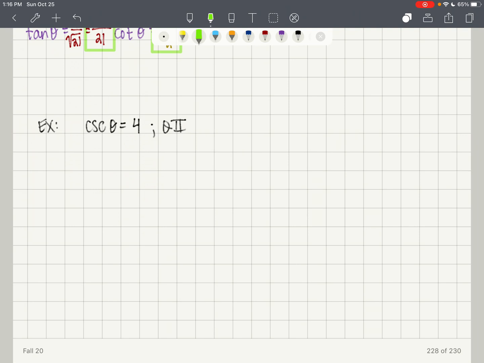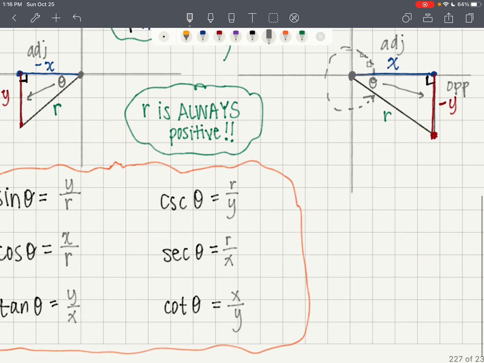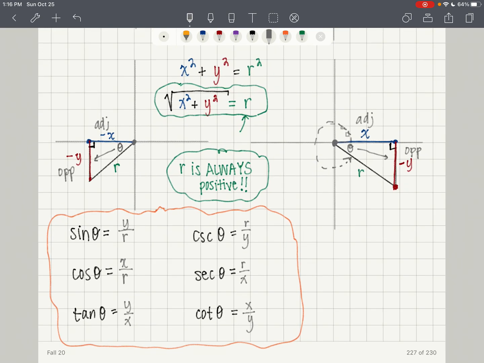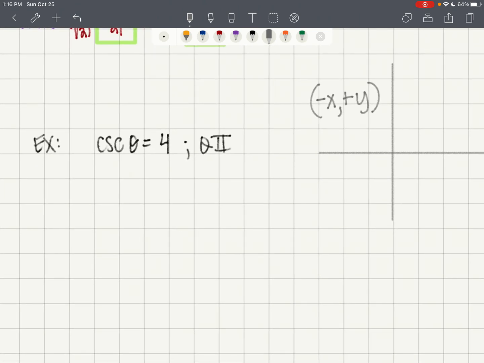Cosecant of theta is equal to 4. We're in quadrant 2. In quadrant 2, we have a negative x and a positive y. The cosecant of theta, if we have our facts memorized, we know that the cosecant of theta is r over y. That is something that, again, will be very helpful for you to know. R over y. So the cosecant of theta is equal to r over y, and 4 can be written as 4 over 1.